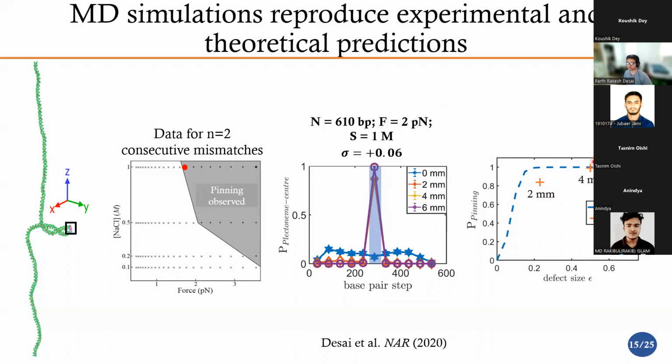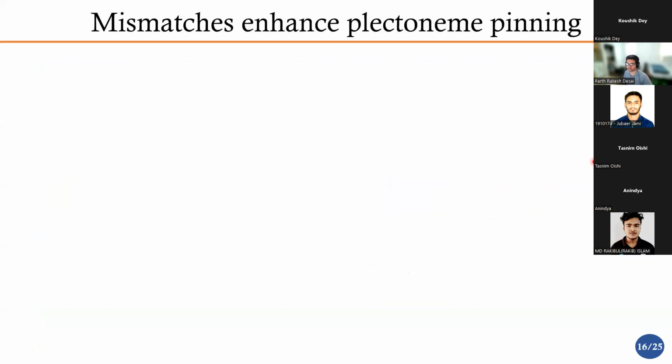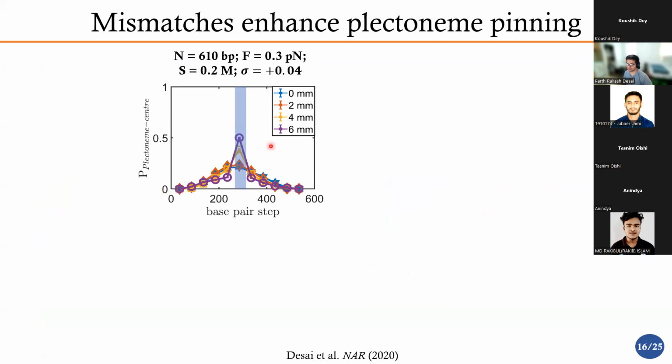Now, as you go to more physiological conditions, so that's more physiological salt concentration, you can see that the probability of plectoneme pinning is not as high as before, right? So for the zero mismatch case, you have some probability of plectoneme distribution along the DNA backbone, right? For the two mismatch case, the distribution is almost similar, telling us that the two mismatch doesn't have that much of an effect on plectoneme pinning under these conditions, right?